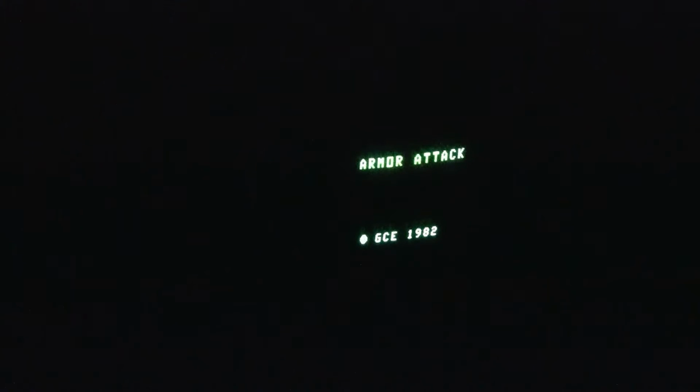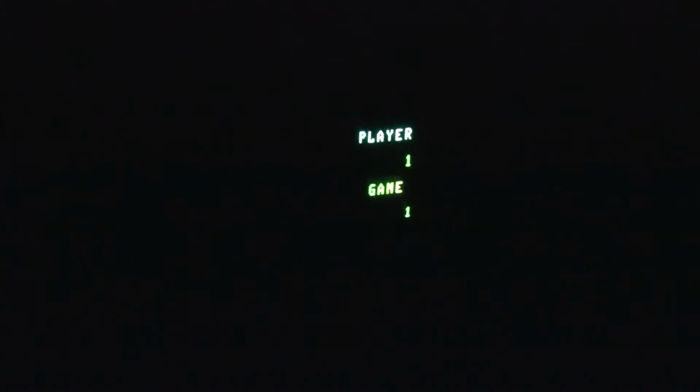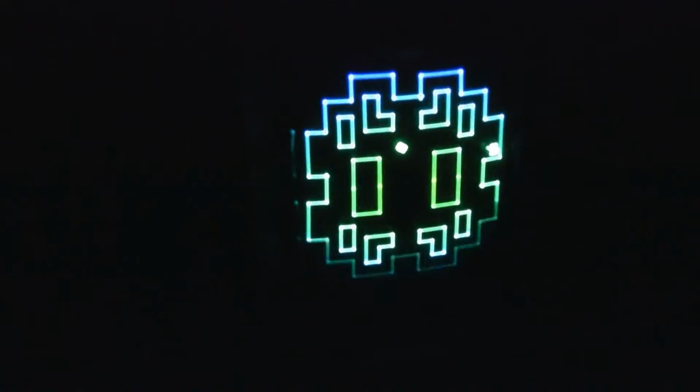We are looking at Armor Attack. I don't have the overlay for this as a kind of advanced overlay, so I'm hoping that elements aren't needed. Okay, so we got 3 game times. Okay, actually, no. Oh, shit.